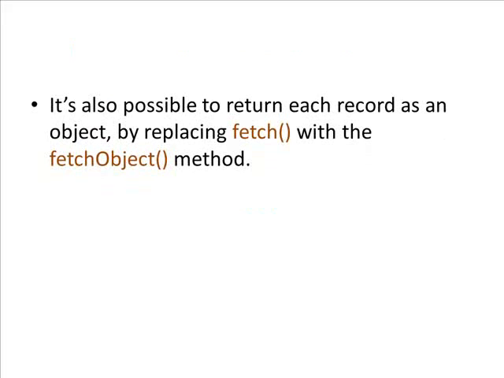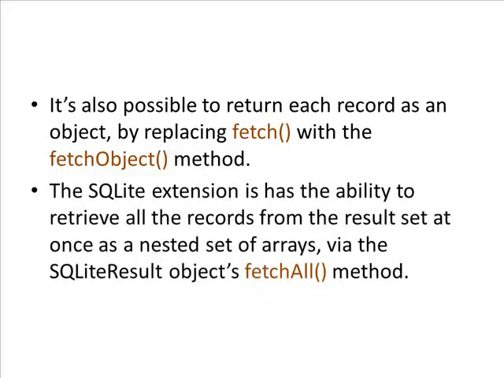It's also possible to return each record as an object by replacing the fetch method with the fetch object method. An interesting feature of the SQLite extension is the ability to retrieve all the records from the result set at once as a nested set of arrays via the SQLite result object's fetch all method.